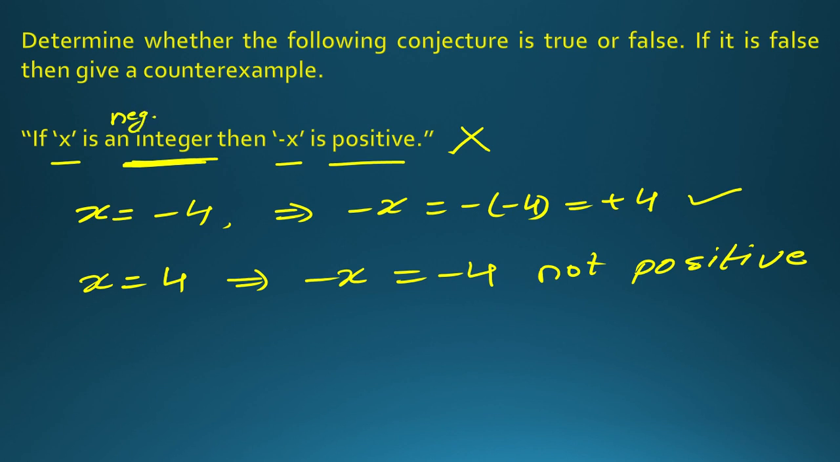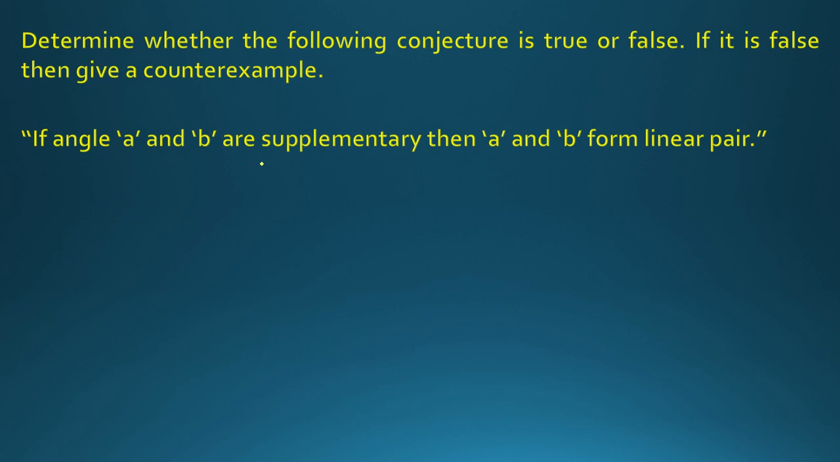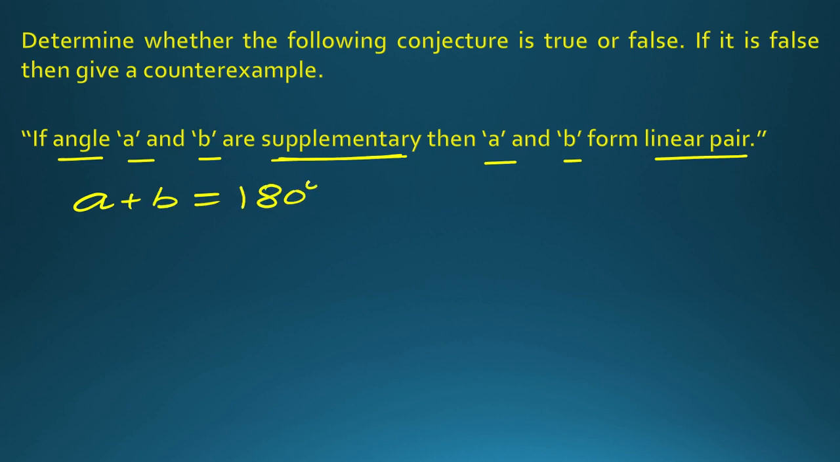Okay, now another example, determine again the same thing. If angles A and B are supplementary, then A and B form a linear pair. Now, what is the meaning of supplementary? Supplementary angle means A plus B should be equal to 180 degrees, and complementary means A plus B should be 90 degrees. Okay, remember these things. So A plus B is equal to 180. Why 180? Because it is supplementary. Then A and B form a linear pair.